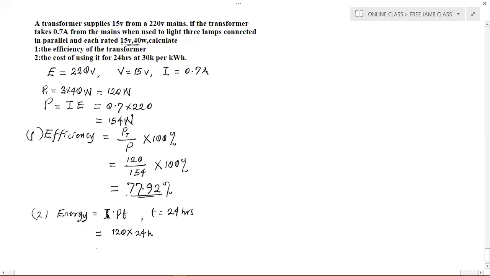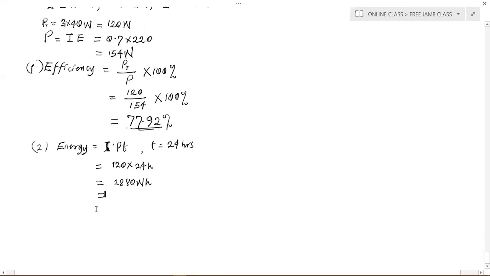So if you multiply this together, that will be 2880 watts hour. In 10 minutes, this thing will stop. You know, it's always a 40 minutes interval. So in 10 minutes, when it stops, you relog in.